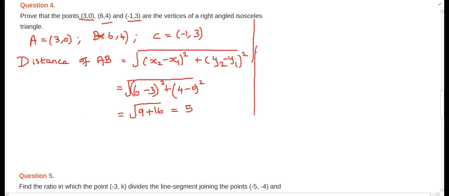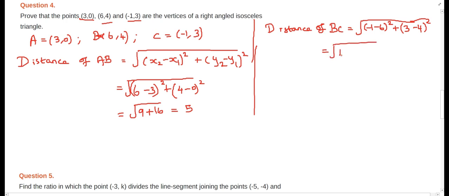Now distance of BC is equal to, again, root of the same formula, so (minus 1 minus 6) whole square plus (3 minus 4) whole square, which is equal to root of minus 7 square, that is 49, plus minus 1 square, that is 1, which is equal to root of 50.